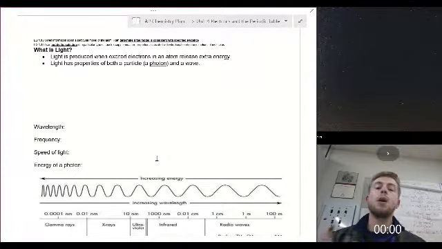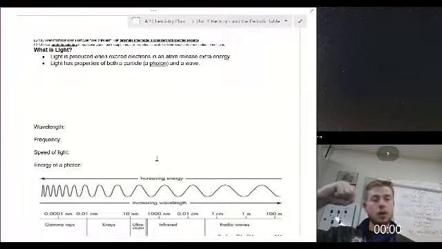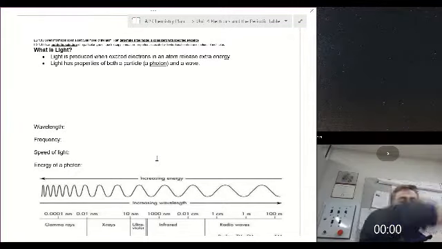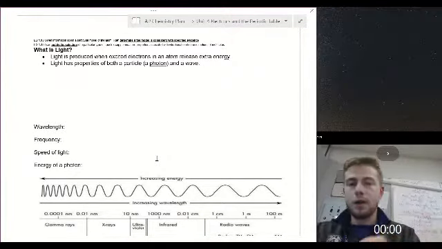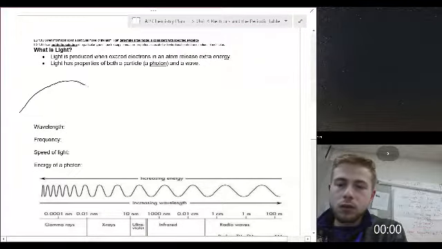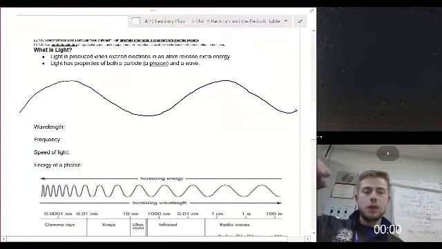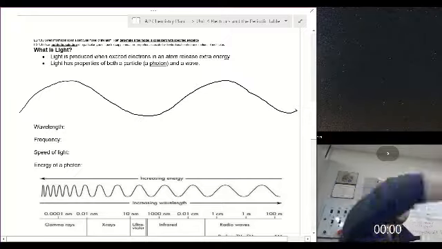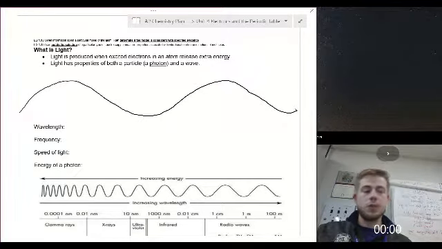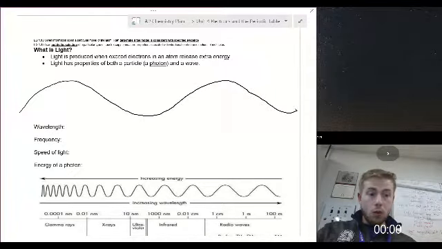Light has properties of both a particle, which we call a photon, and a wave. So you can almost imagine a particle, and it's moving along in space along a wave-like pattern. And so we're going to draw that real quick. We're going to draw a wave on our paper here, okay? And so you can imagine this particle moving along this wave in 3D space, but it's just going really, really fast.